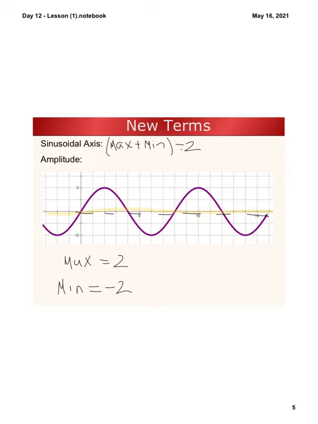The second new term that we're going to be talking about is amplitude. So amplitude is how far I have to go from the sinusoidal axis up to the maximum, and it will also be the same if I was going from the axis down to the minimum. So in this case, my middle line is at 0, my maximum is at 2, so that means that my amplitude is 2. And I can double check that if I look at the bottom, and I could say, yes, I go from this middle line here down 2 units to get to my minimum. So the amplitude always has to be the same.